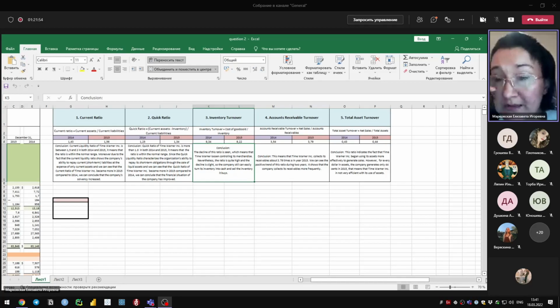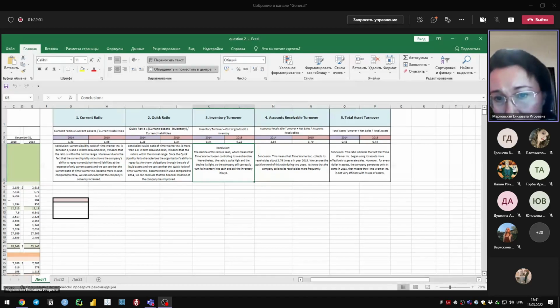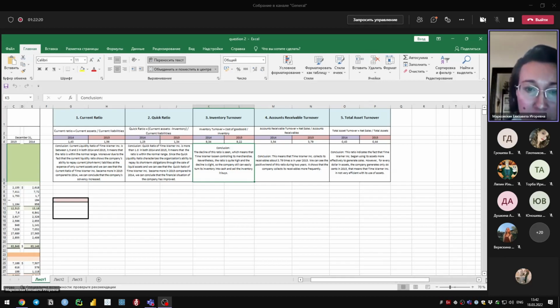Our methodology says that we have to find the inventory and accounts receivables and total assets based on the average. But in this case, we can't find the average because we have not enough data for calculating it this way. So we have to use only these data for 2014 and for 2015.